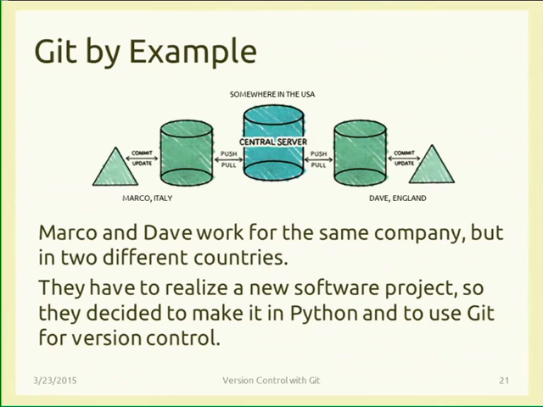Okay, how does Git work? Let's try to put ourselves in this situation. We have one person here in Italy and one person here in England. They have their own computer and they have a central server that is a remote repository. They want to realize a new software in Python.